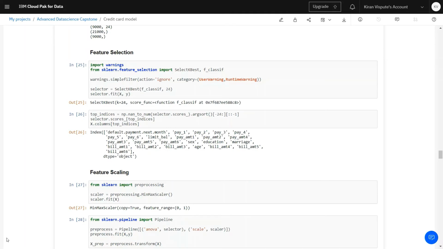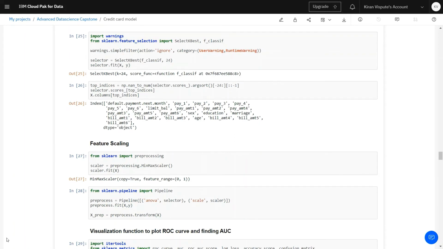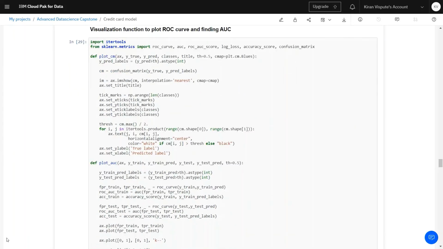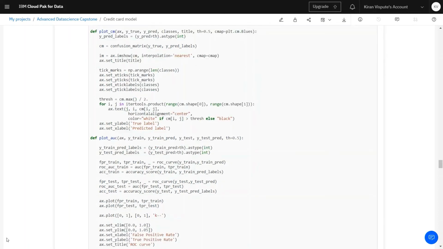In terms of feature selection, we have used the SelectKBest method to identify the exact features that will help us get the correct model predictions. In terms of feature scaling, we have used the ANOVA selector as a pre-process to transform our X, being the training set and the preparation set. Moving ahead, we have the visualization function to plot the ROC curve and also find the area under the curve parameters. We have coded that as well in our feature engineering itself.